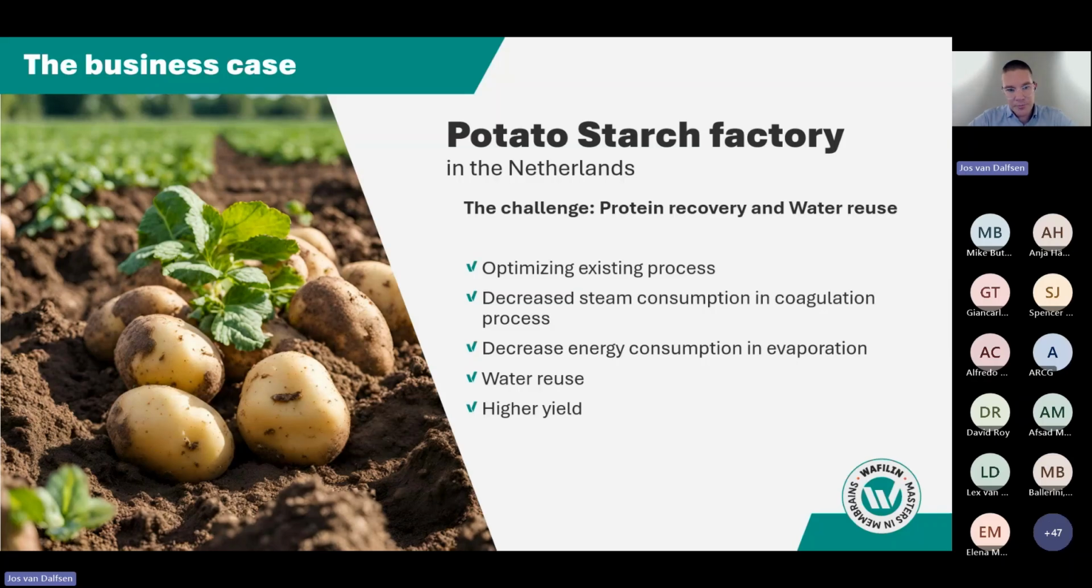And we were connected with this customer in the Netherlands, and they asked us, can we optimize our existing process? Can we integrate a filtration solution in a brownfield situation, so in an existing factory, knowing that we are dealing with quite a challenging feed stream? And the purpose was to reduce energy consumption in the existing process, especially in the coagulation and evaporation process, reclaim water from the potato, and preferably increase the yield of protein recovery in the coagulation process as well.